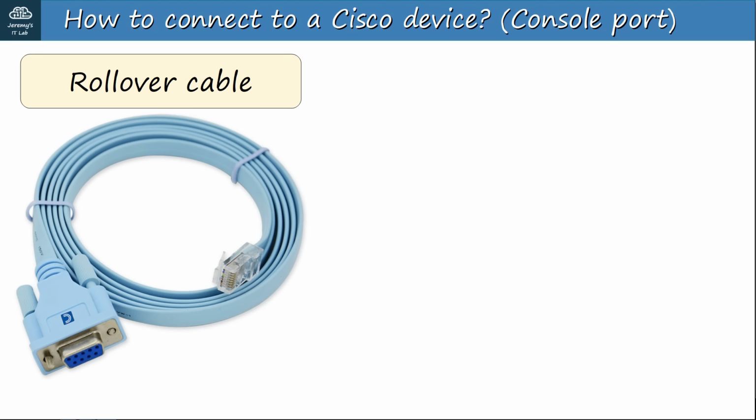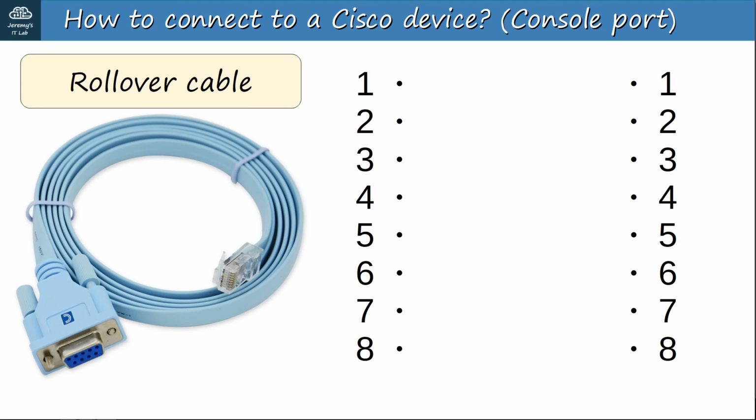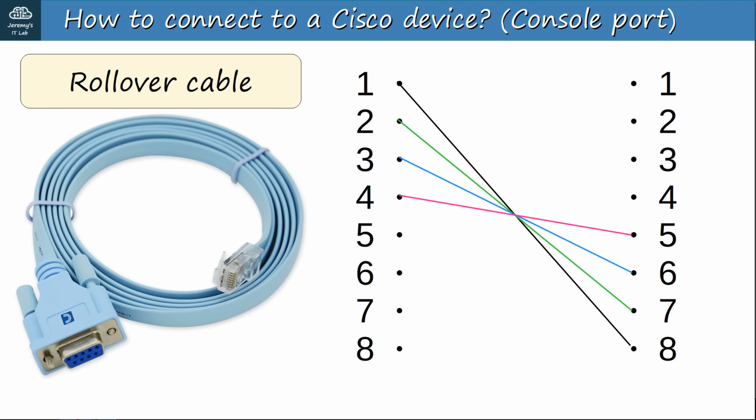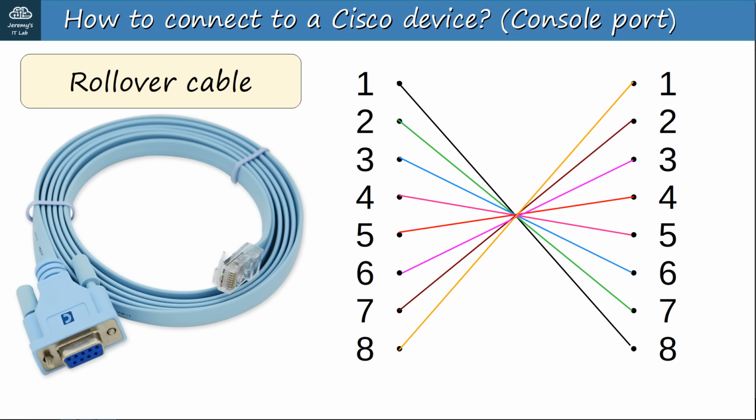The name is similar to a crossover cable, but it's different than an Ethernet UTP crossover cable. Like in an Ethernet UTP cable, there are 8 pins on each end that are used. However, they connect like this: pin 1 to pin 8, pin 2 to pin 7, pin 3 to pin 6, pin 4 to pin 5, pin 5 to pin 4, pin 6 to pin 3, pin 7 to pin 2, and pin 8 to pin 1.